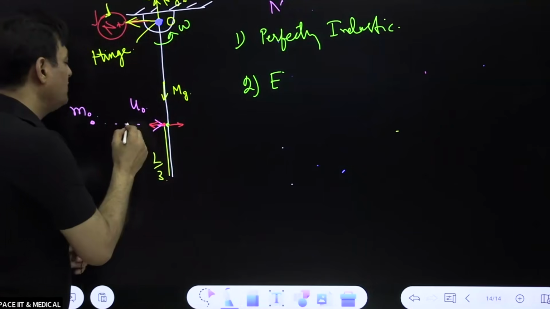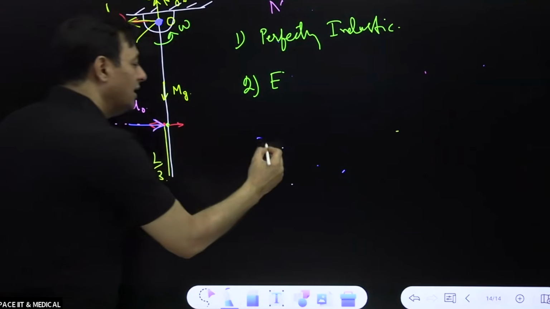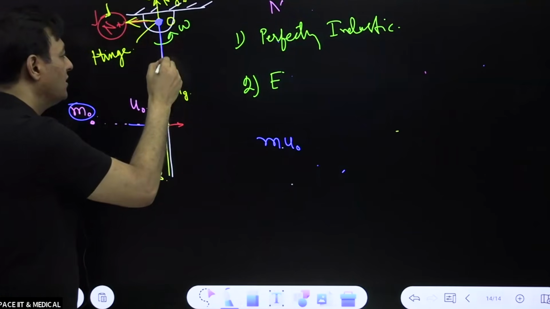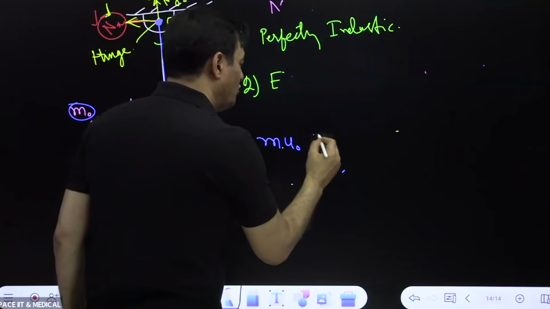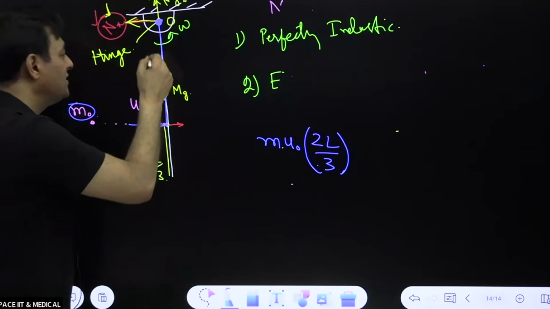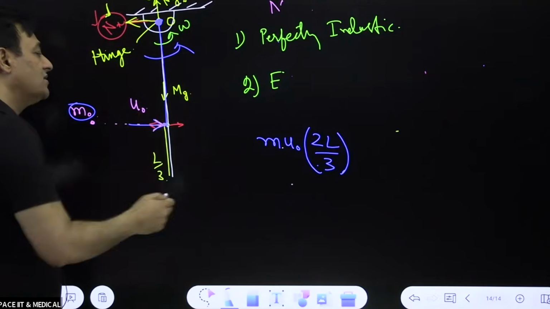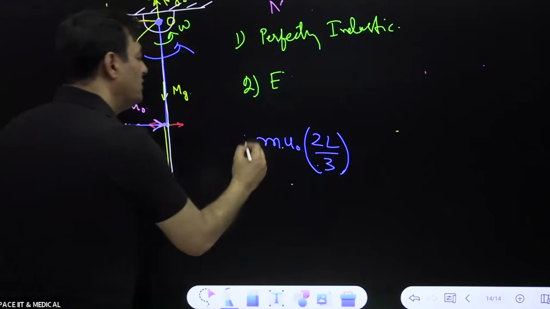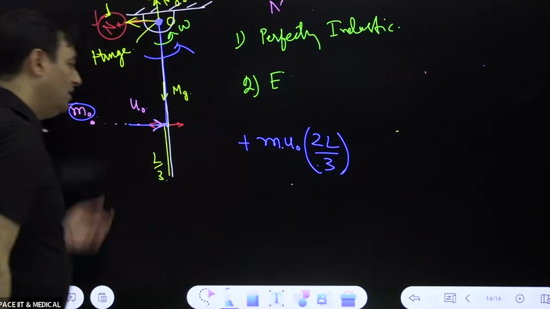Just before collision, what is the angular momentum? Quick. For the point mass: m u naught into, what is this distance? Perpendicular distance, how much is it? 2L/3. And this angular momentum has an anti-clockwise direction. Yes, like this, it is moving in this direction. Anti-clockwise positive. We'll mention that.